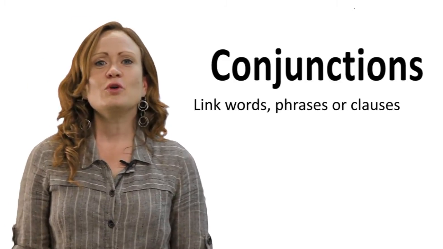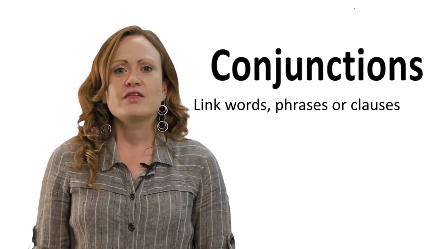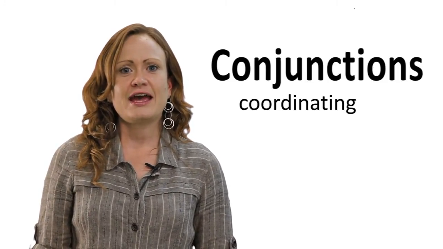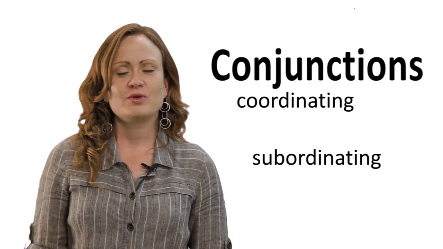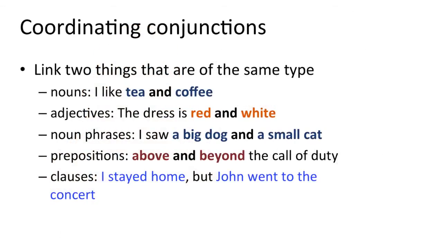Conjunctions are small words that link words, phrases, or clauses. There are two types of conjunctions: coordinating conjunctions and subordinating conjunctions. We will talk more about each type when we talk about sentence structures later in the course. Coordinating conjunctions are words like and, or, but. They're used to link together two things that are of the same type.